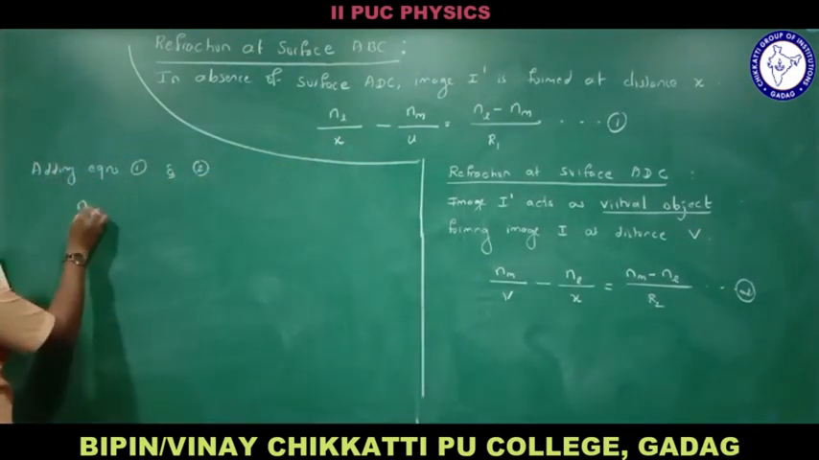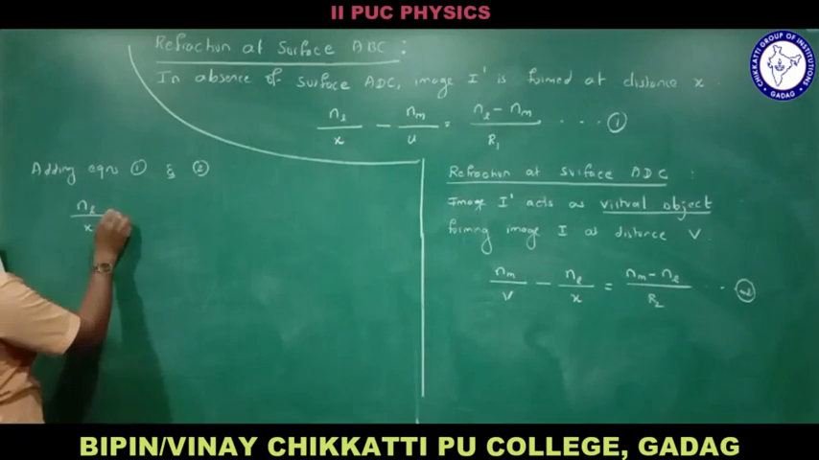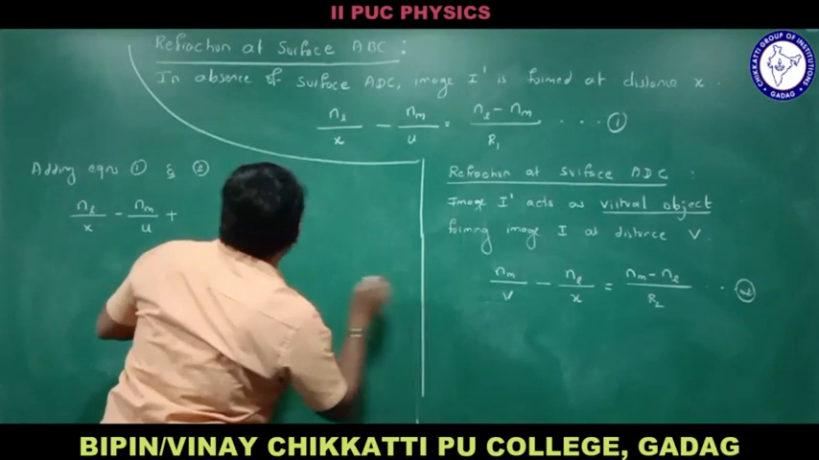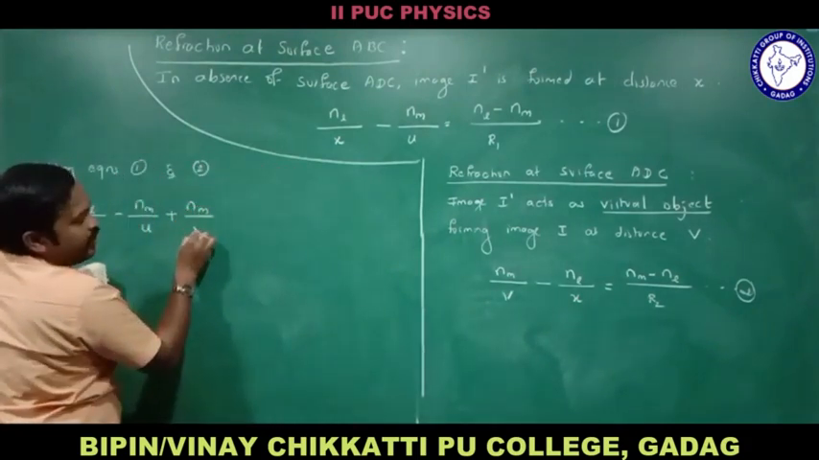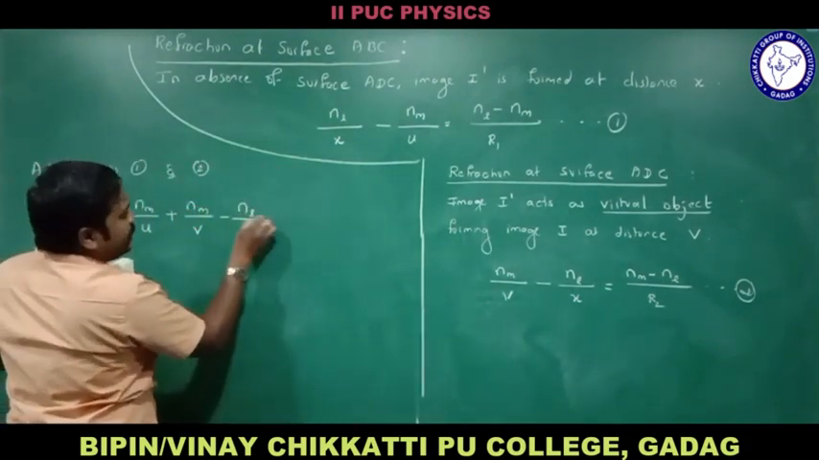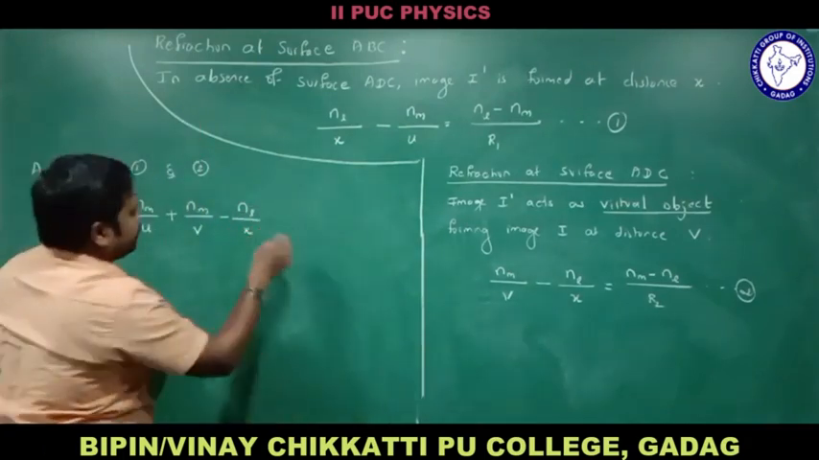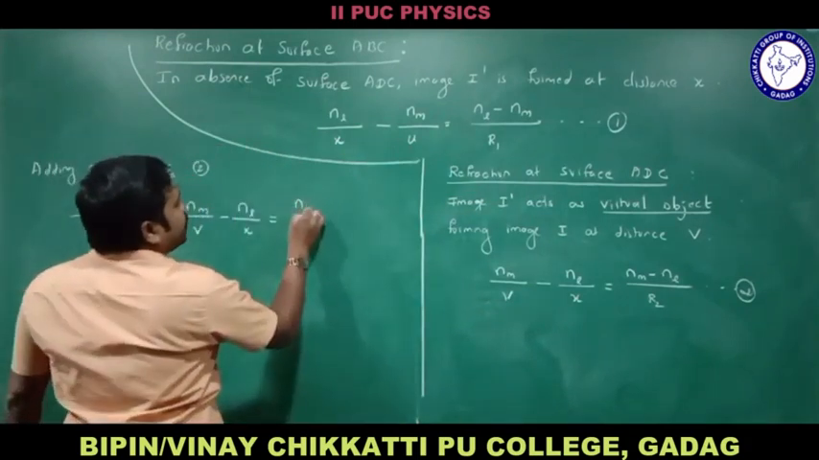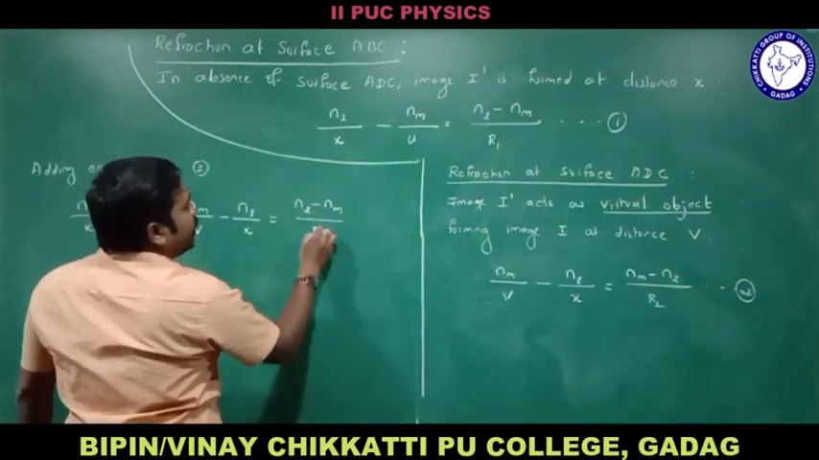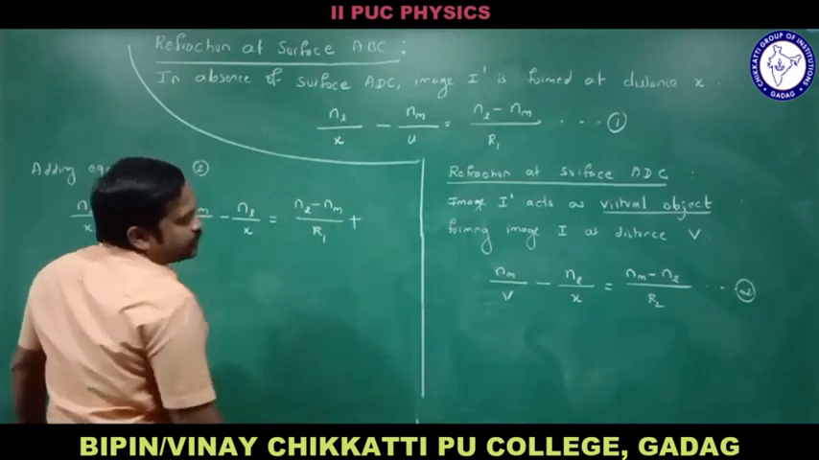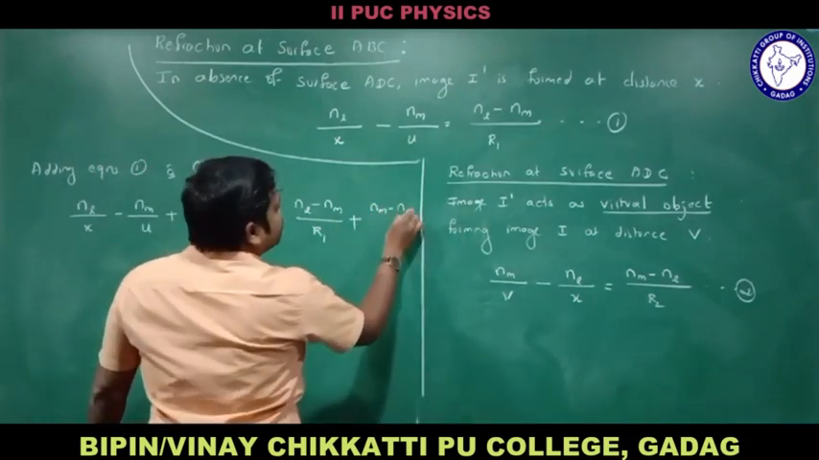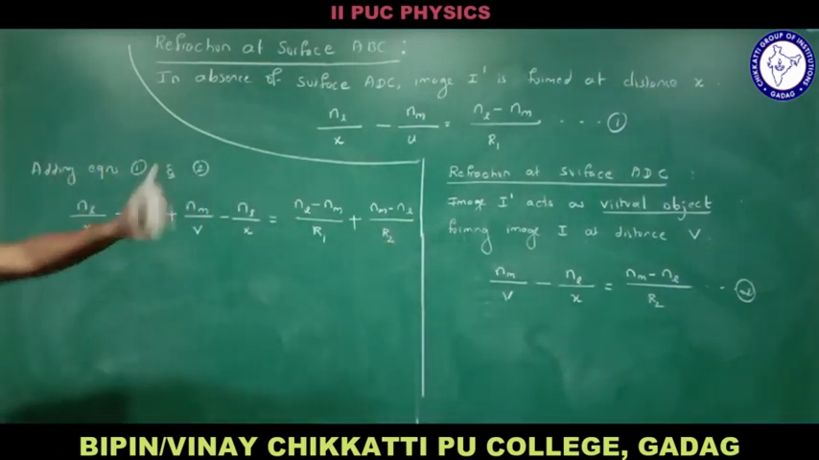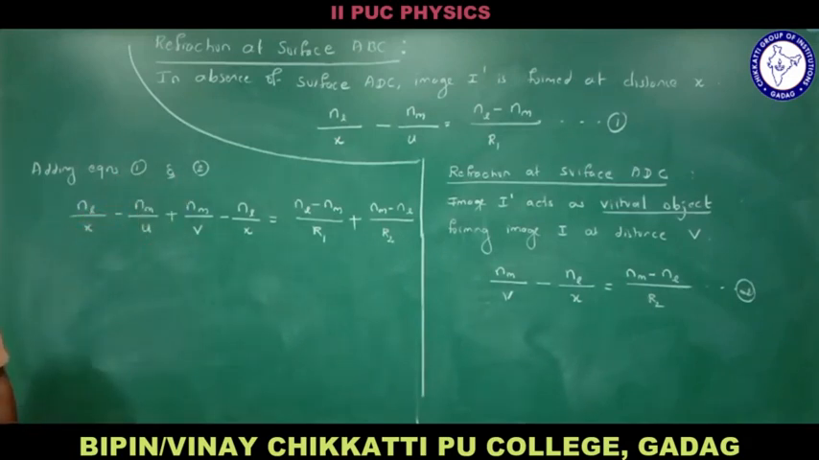What is that? nL divided by x minus nM divided by u. I am adding this side. What is that? nM divided by v minus nL divided by x. This is first and this second. Okay, now let us add both the left and right hand sides here, right? nL minus nM divided by R1 plus the next one, nM minus nL divided by R2, right? I just added both the equations, equation 1 and equation 2.